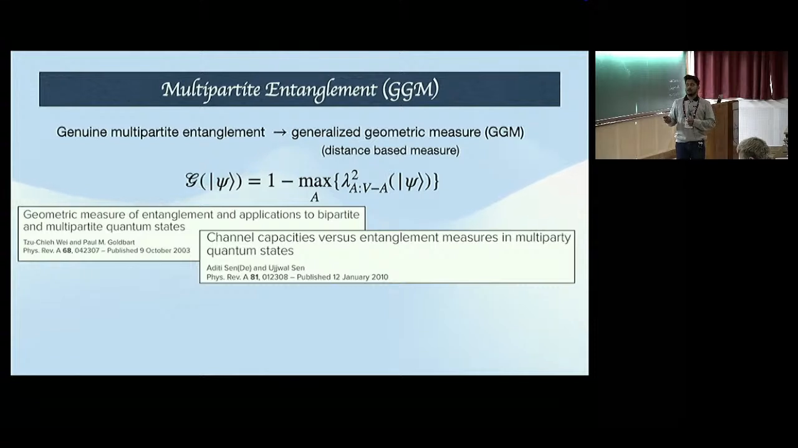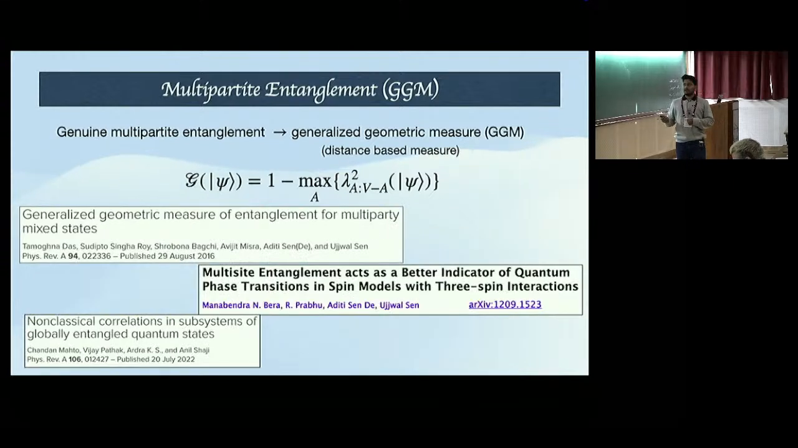They show that for a pure state one can compute it by maximizing over all the bipartitions of the state A, where lambda are the Schmidt values, and it has been extended to mixed states to show that there are multiple quantum phase transitions, and recently again to show the non-classical correlations.